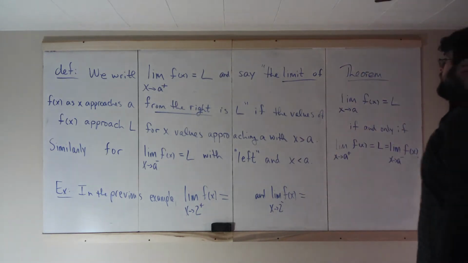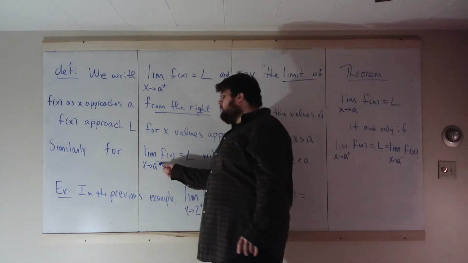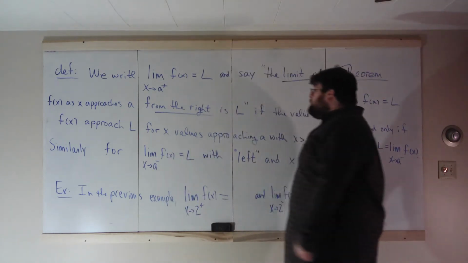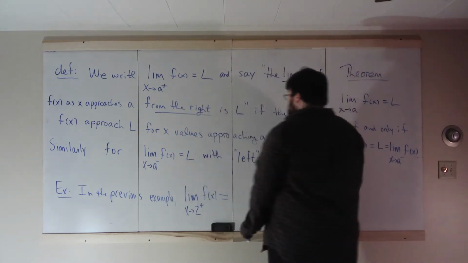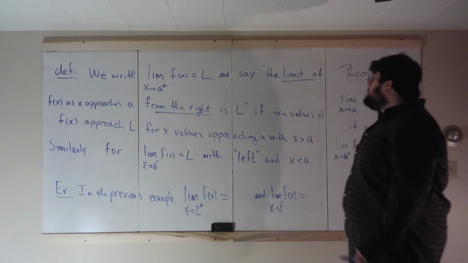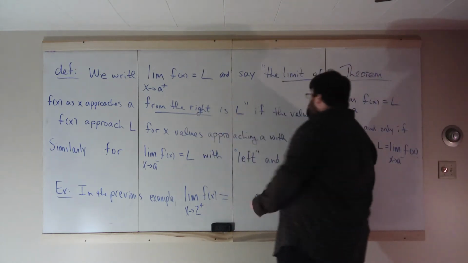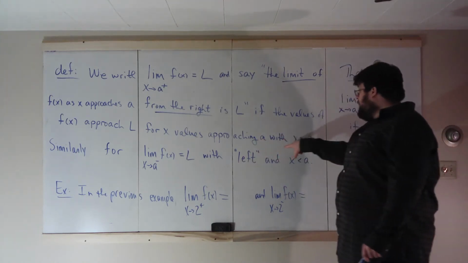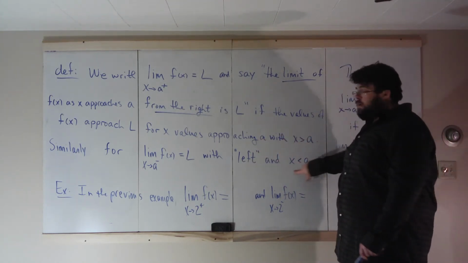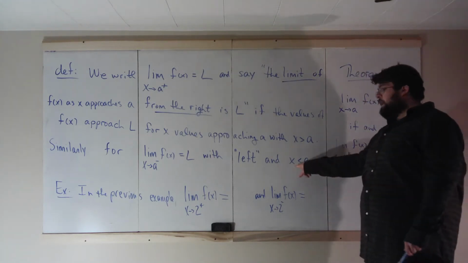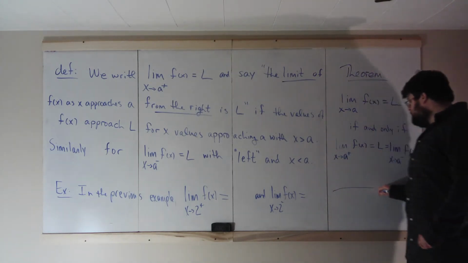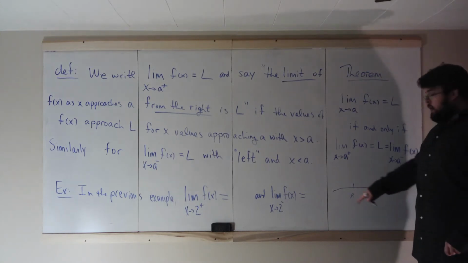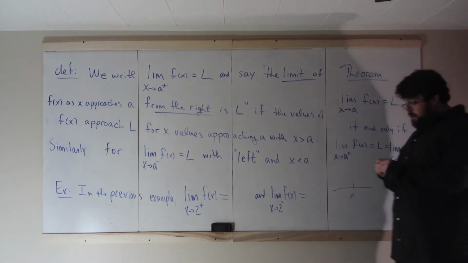Similarly, we have the same definition for the left of a, but we have a negative sign as the superscript on a. So similarly, this limit, the limit as x approaches a from the left, is L if the values of f of x approach L for x values approaching a with x on the left of a, so x less than a. And that's with the number line thinking. X larger than a is on the right of a, x smaller than a is on the left of a.